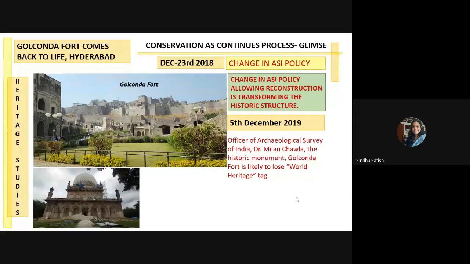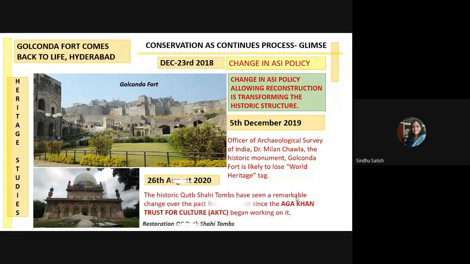So that stands there. And what happened in 2020, did that stop anything with respect to restoration or conservation in that place? Not really. They went on and did a lot of other things. There are so many other trusts which are working for culture and heritage. One such important one is the Aga Khan Trust for Culture. They are also involved in doing a lot of renovations, largely of Islamic structures in India. There are the historic Qutub Shahi tombs.